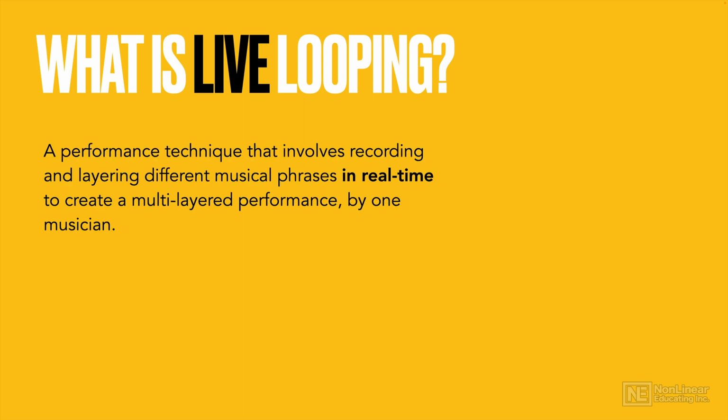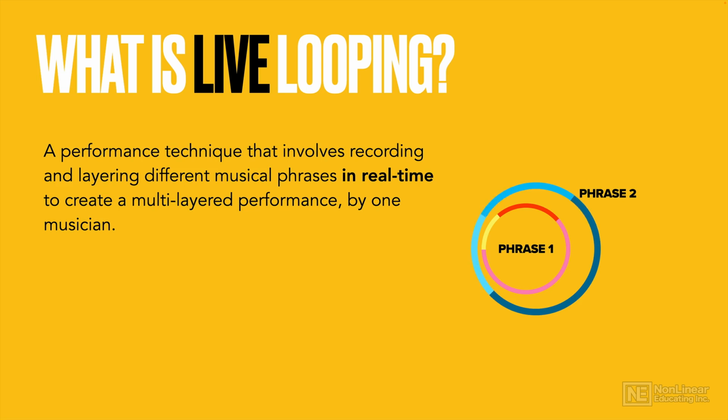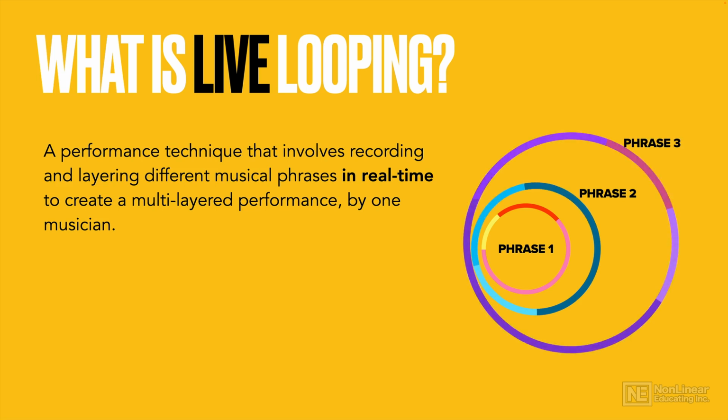A performance technique that involves recording and layering different musical phrases in real time to create a multi-layered performance by one musician. So this one musician performs and records a phrase, then overdubs another phrase on top of the first one, and then layers another phrase, and so on. This leads to a seamless flow from one phrase to another, and it's all done by this one musician. So that is your typical live looping performance.